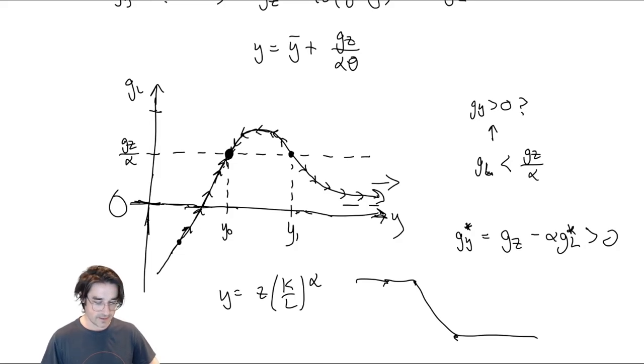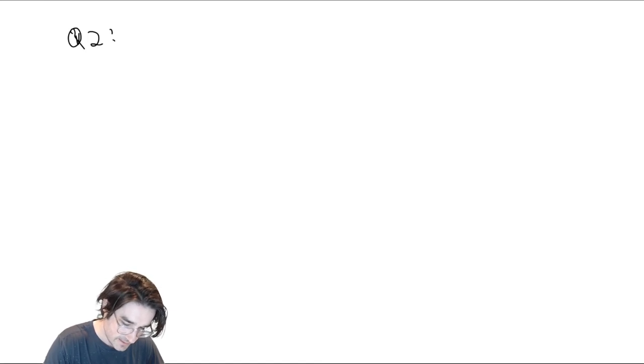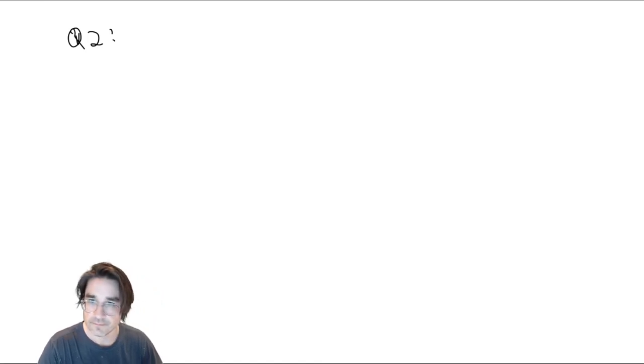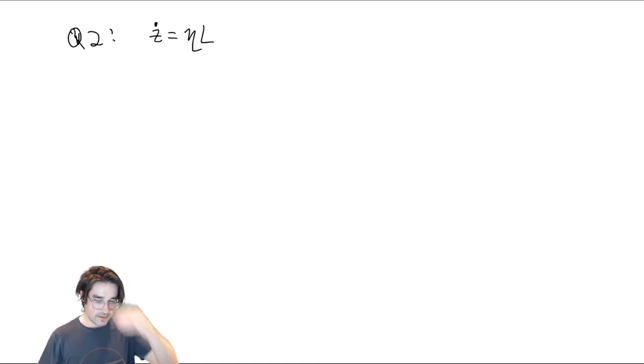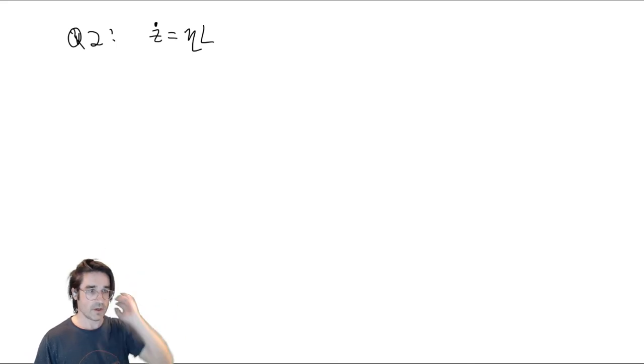And the other thing I'll say is, the second question on the homework is actually pushing Malthus even further and saying, okay, take that first question and add in another. So instead of having just GZ being totally exogenous, we're going to close the loop. Basically what question two says is that z dot is eta times l. So instead of just having gz be constant, the rate of change of the production of new ideas is proportional to the population.